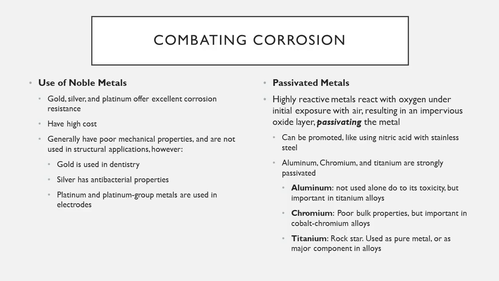Now, aluminum is not usually used alone due to its toxicity, but it is an important component of titanium alloys. Chromium, for the same reason, is also toxic in itself and also has really poor bulk properties, but is used commonly in cobalt chromium alloys that are used in biomaterial applications. Now, really the rock star of the group is titanium, right? It's used as a pure metal, but also in other alloy forms. It has great mechanical and structural properties, so it can be used in itself or in some of its alloy forms. So that's really of the group that's most commonly used, the passivated metals.